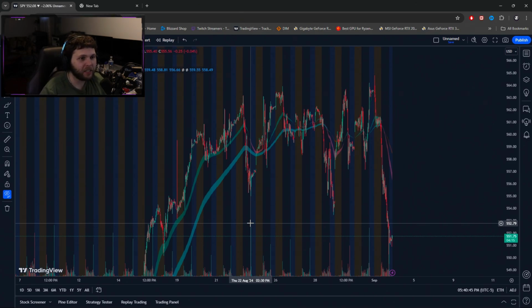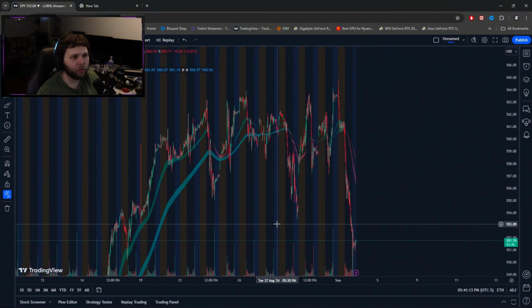Today the video is going to be about finding support and resistance. Now, this concept is very basic, but for people who have never traded or are just starting to trade, this is a very good concept to know right off the rip. If you don't know what support and resistance are, they're levels that the market bounces or rejects off of.